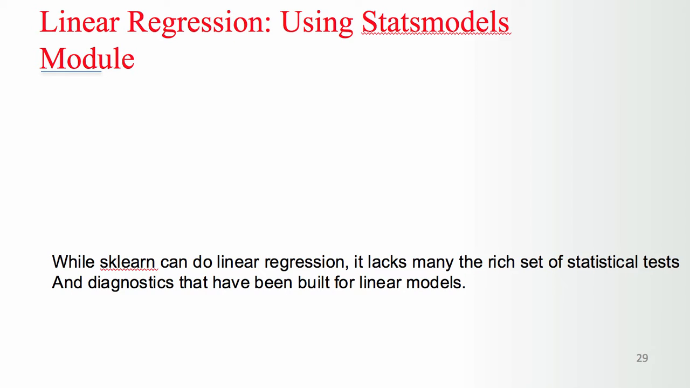In the prior section, we used a library called scikit-learn to do machine learning, specifically linear regression. Now, scikit-learn is a wonderful library and it's used throughout this entire course and other follow-on courses. It does have linear regression, but it's lacking in some dimensions. One of them is that it doesn't have a rich set of statistical tests and diagnostics, which are usually built for linear models. A library that does have that is called Statsmodels. There's a whole module, and I'll walk you through the code.